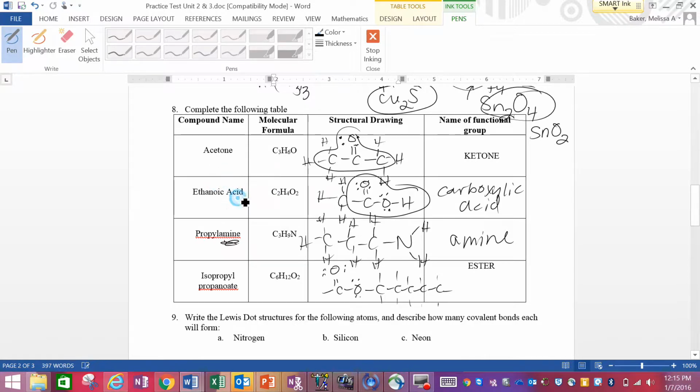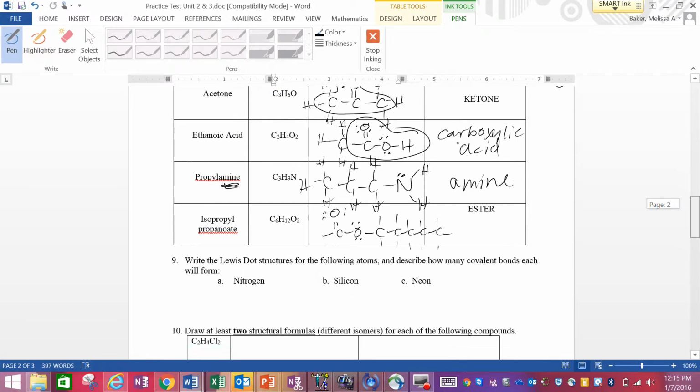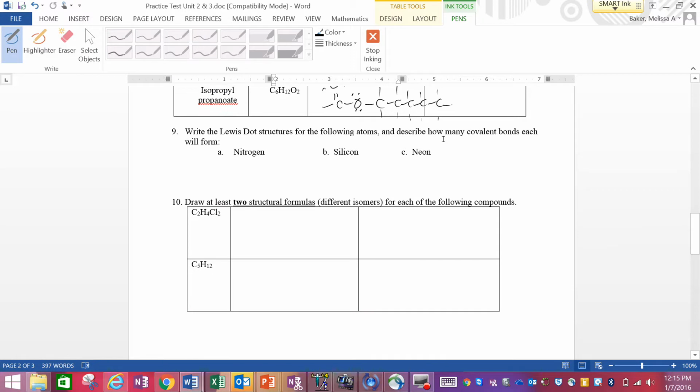Ooh, and in the last one, I forgot my lone pair on my nitrogen. That would be a -0.5 point. Shame on me. Don't make my mistake.